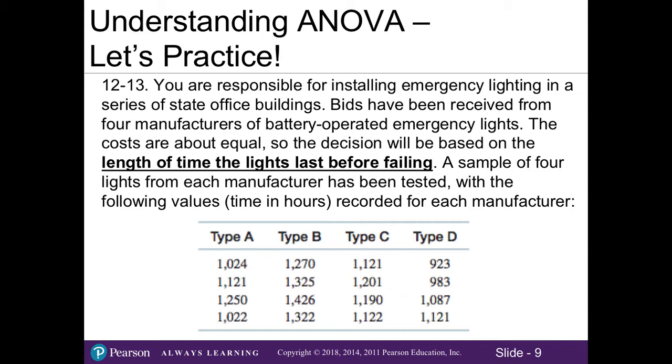Here we see that the costs are about equal, so the decision of who to award the business to will be based on the length of time the lights last before failing. This is because we want lights that last a long time. A sample of 4 lights from each manufacturer has been tested with the following values, which is the time in hours that our emergency lights last, recorded for each manufacturer. So we have manufacturer A, B, C, and D. And we have a sample of 4 emergency lights from each manufacturer.